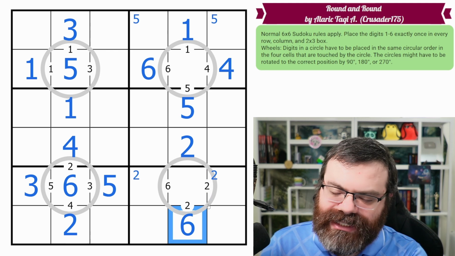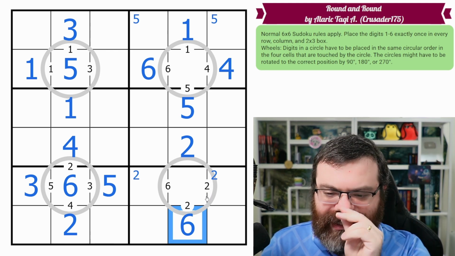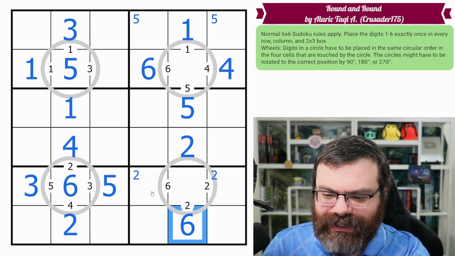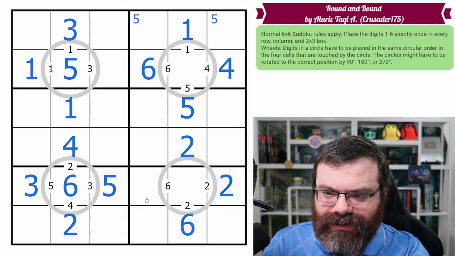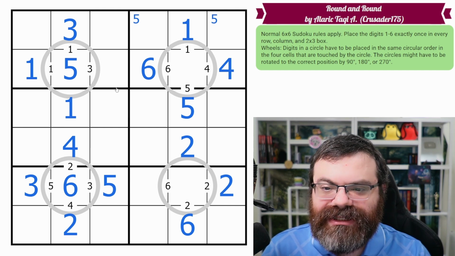So this wheel rotates counterclockwise by 90 degrees. And so then this 6 ends up here, this 2 ends up here, 2 ends up here, and this 2 ends up there. Nice. All right, so I think we took care of all the wheels. So I think we just need to look at Sudoku now.